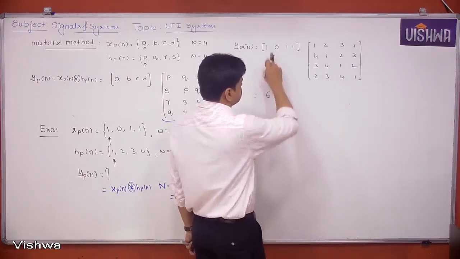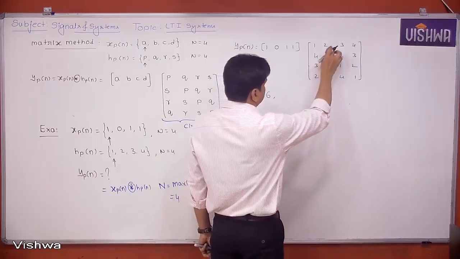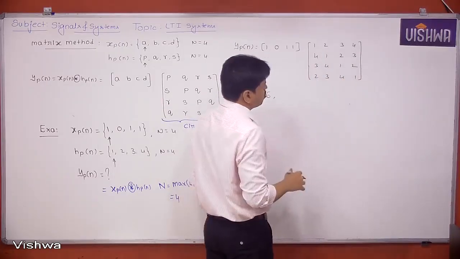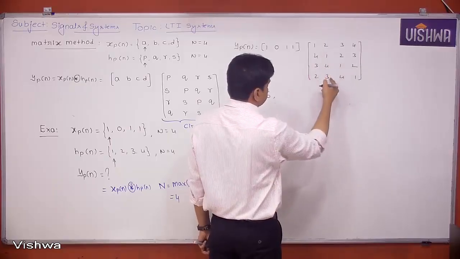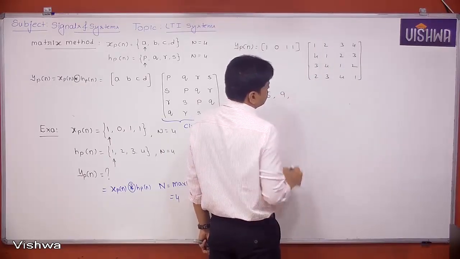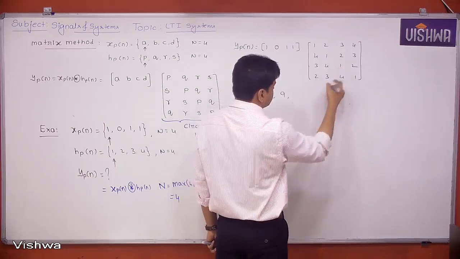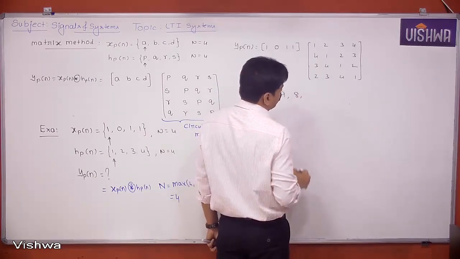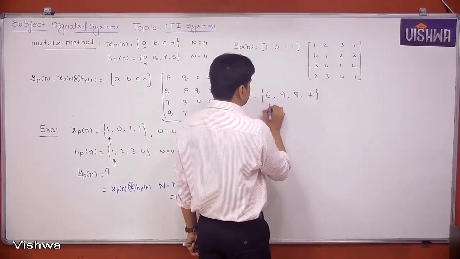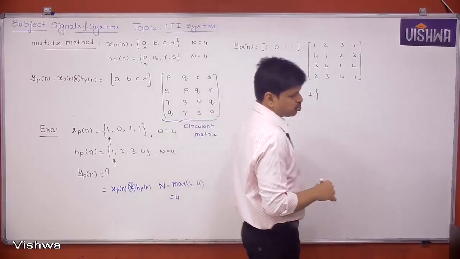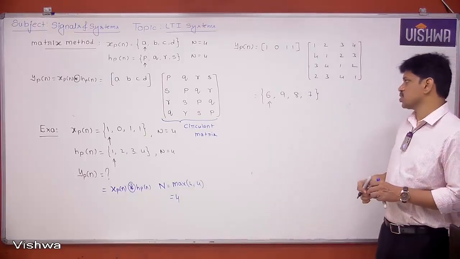I hope you understood. 1 plus 3 plus 2, that is 6. Next, 2 plus 4 plus 3, that is 6 plus 3, 9. 3 plus 1 plus 4, 8. 4 plus 2 plus 1, 7. So this is the output we got, the same output we got in the previous case also. So the circular matrix method also we can apply.